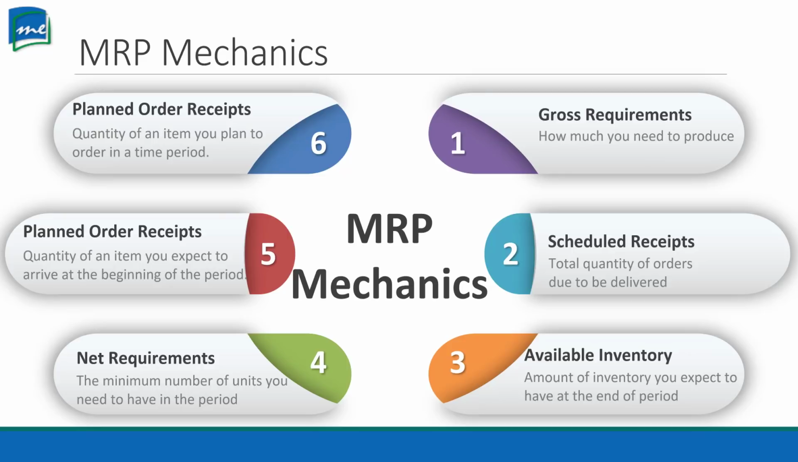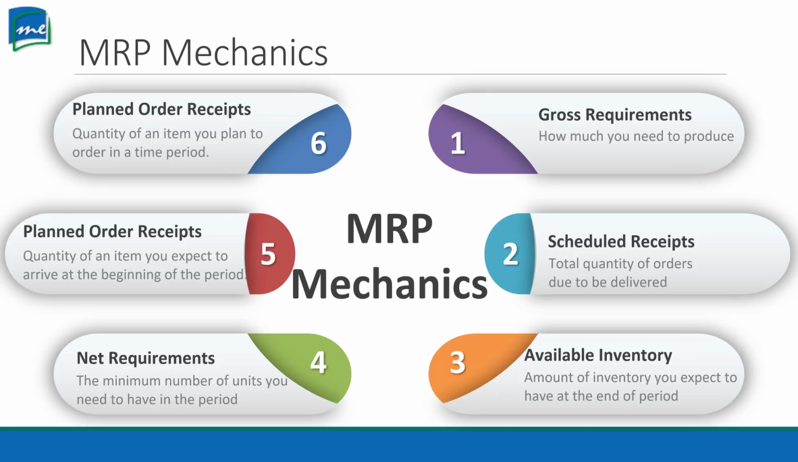We need to know the net requirements. So this is the minimum number that we need to have on hand for a certain time period. It might be a month's worth, it might be a year's worth, it might be a week's worth, depending on how we order the items. Then we need to plan our order receipts. So these are what we expect to arrive during this time period, at the beginning at least. That way we can figure out what we have.